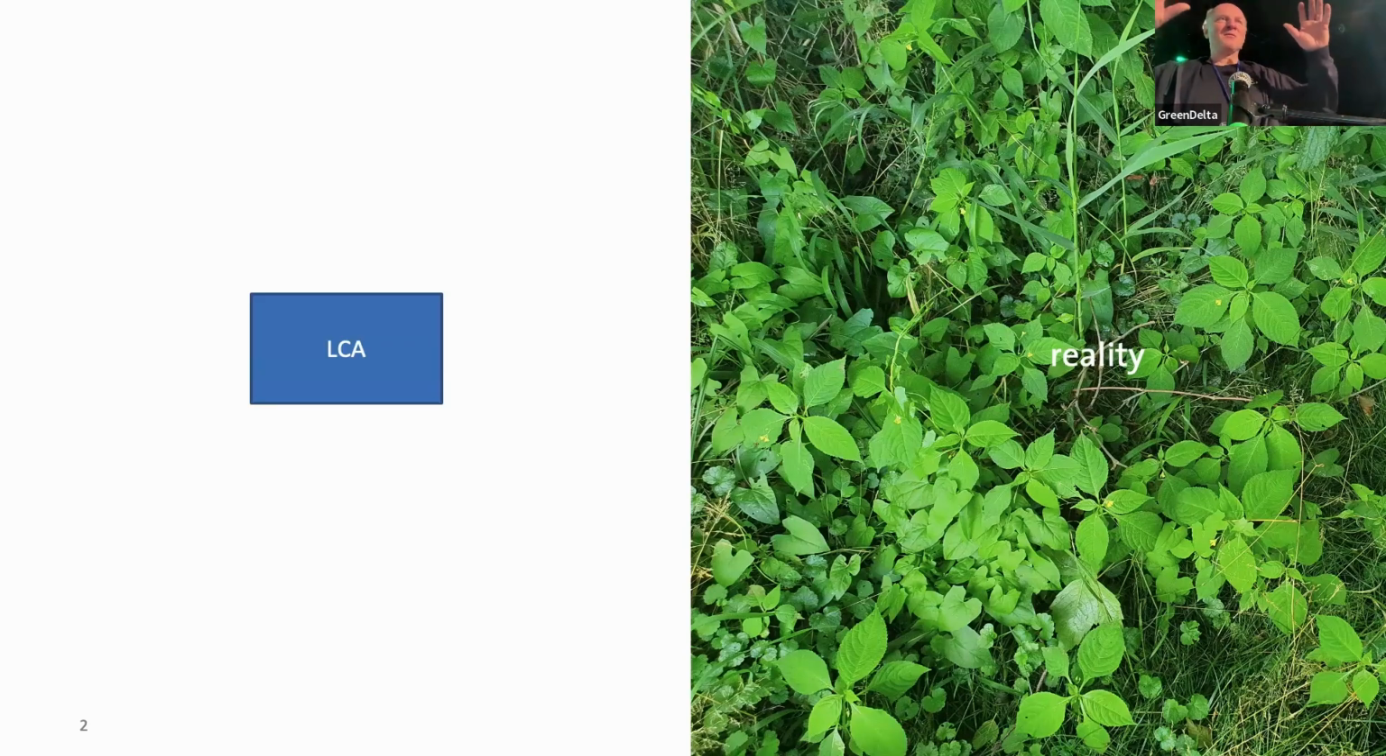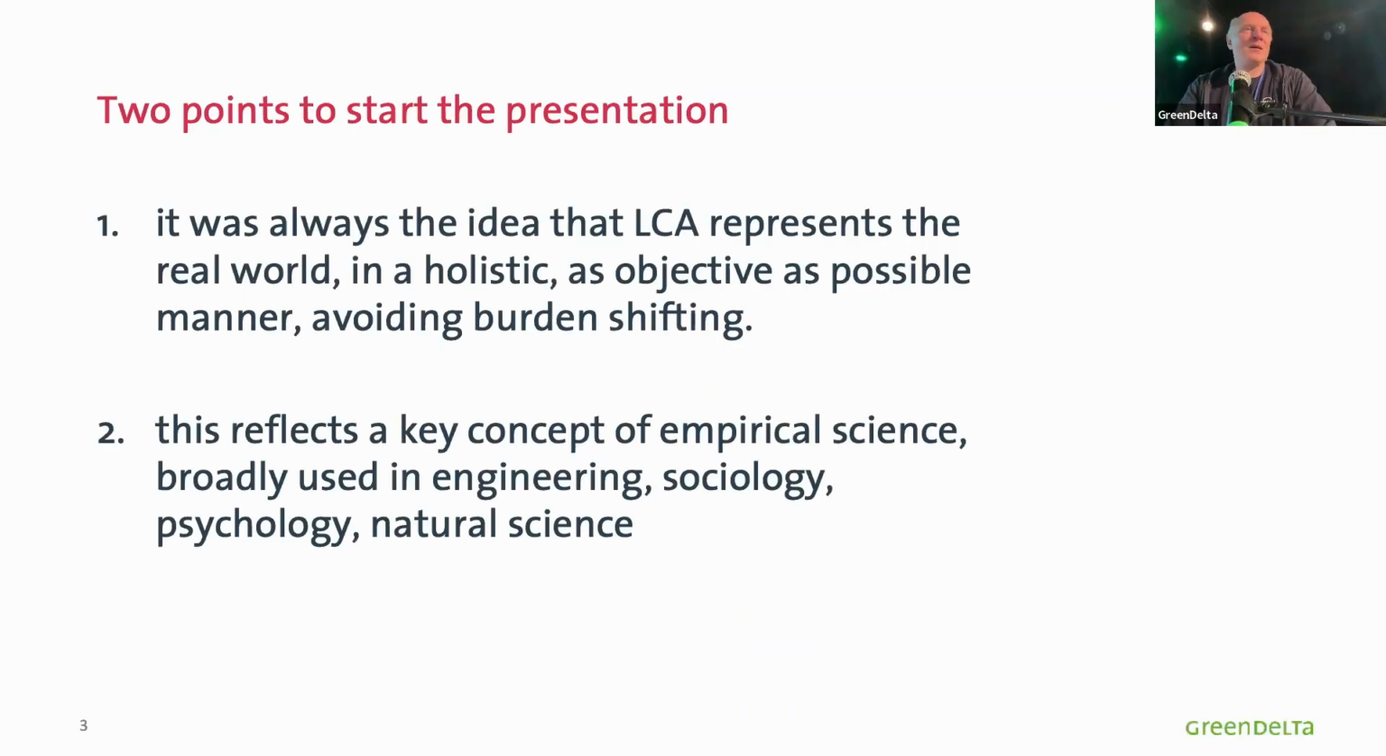So as you see on the left, a very clean box, and that's not really linked to reality. And so I think that's a bit of a disconnect, and I think that's contradicting maybe the original idea of life cycle assessment. Because I think it was always the idea that LCA represents the real world in a holistic, as objective as possible manner, avoiding shifting, which is also linked to this understanding that some say that life cycle assessment is science-based, that really it's a concept of empirical science that makes a lot of sense. So therefore, let's maybe explore this a bit.